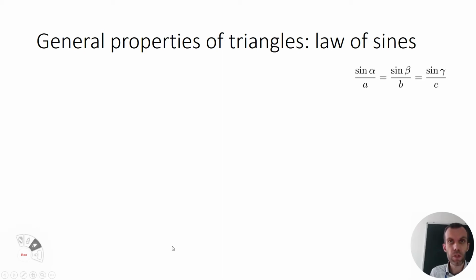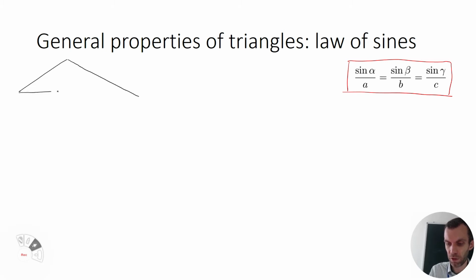So the first formula that we're going to see is the law of sines that you have here on the top right. And the interpretation here, I'm going to make a drawing again, is you have an arbitrary triangle, not necessarily a right-angled triangle. And we have the angles alpha, beta, gamma. And then the opposite sides, a, b, and c.